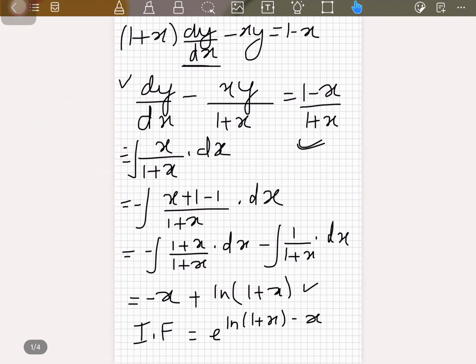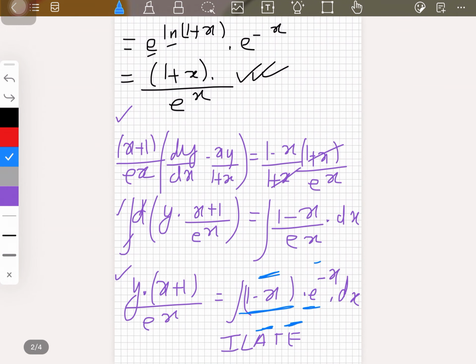Not very difficult. The only thing that you need to remember is while finding the integrating factor, I think over here, yes, and the rest are pretty simple. So there you go, this is the final answer to this question.